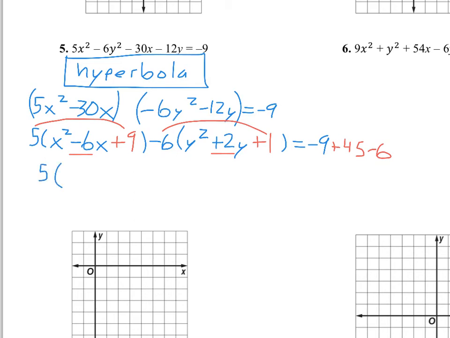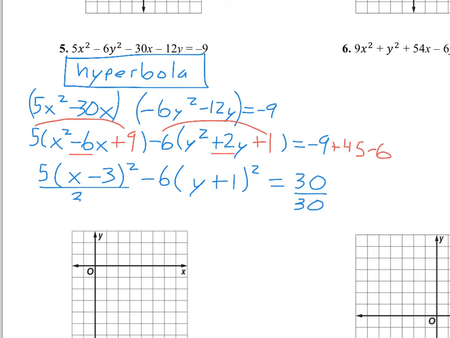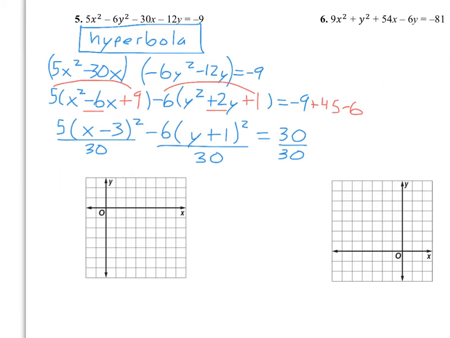Now we factor our perfect square trinomials. So 5 times x minus 3 squared minus 6 times y plus 1 squared. Okay, 45 minus 9 minus 6, that is 30. Hyperbolas are supposed to have a 1 on the right side of the equation, so we divide everything by 30. Alright, so this is going to become x minus 3 squared over, and 5 over 30 is the same as 1 over 6, minus y plus 1 squared over 6 over 30, which is the same as 1 over 5, and this equals 1. Alright, so there's our equation in standard form.